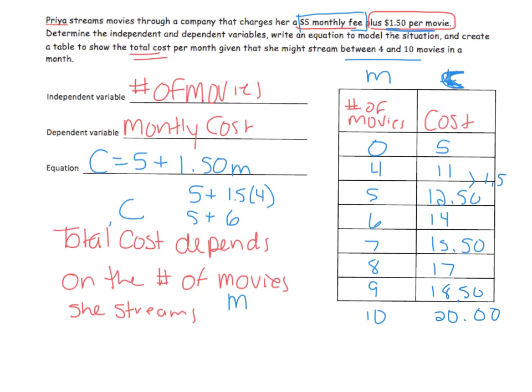And I'm just going to double check to make sure using my equation. 5 plus 1.5 times 10, that is 15. 15 plus 5 is 20. So there we go.